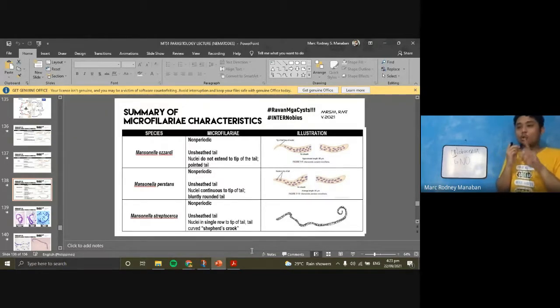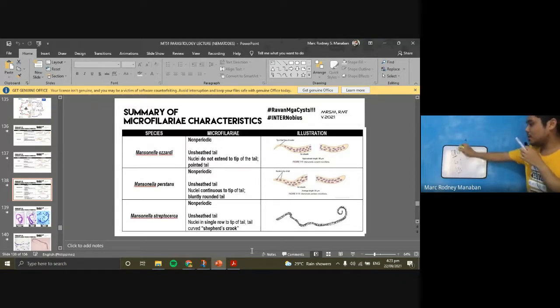For the nuclei, Wuchereria, di ba? Wala, no? Wala siyang nuclei sa tip of the tail. Alright. Brugia, letter B, second letter in the alphabet, 2. So, nasa duha ka nuclei at the tip of the tail. Alright. Loa-Loa, di ba? Continuous to the tip of the tail. Onchocerca, maraming no nuclei at the tip of the tail, and the Manzanella species, the different Manzanella species na microfilariae.